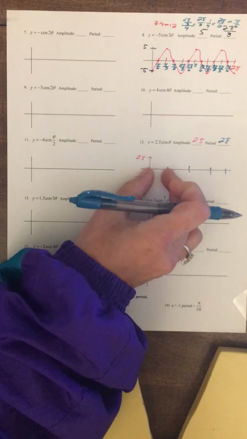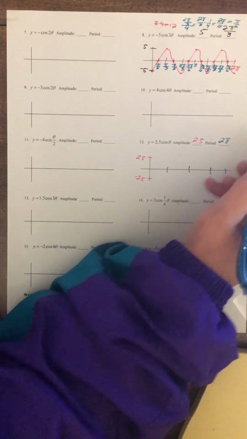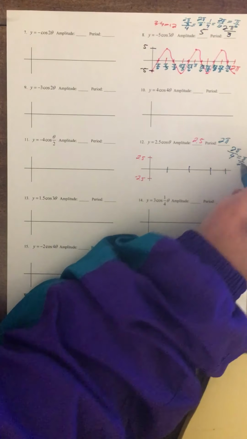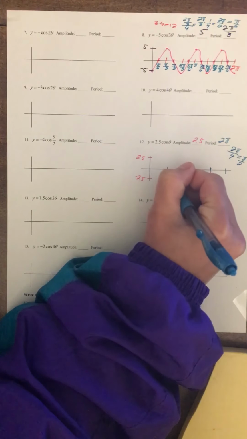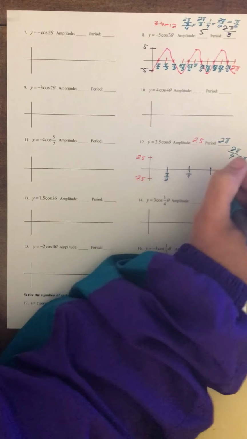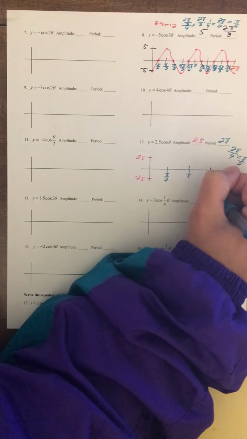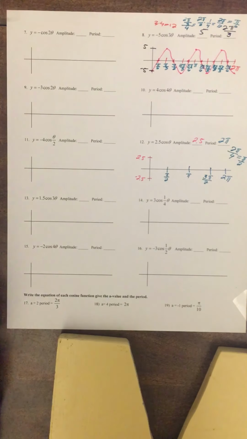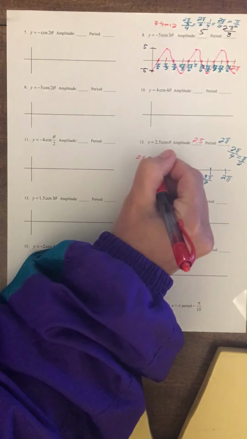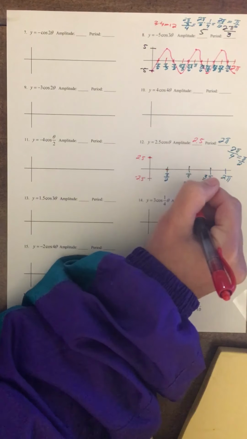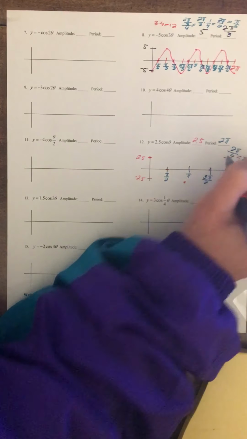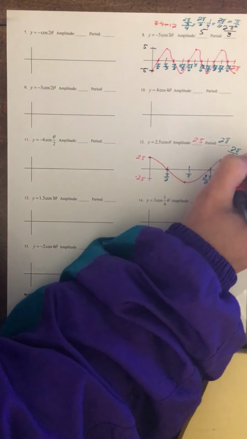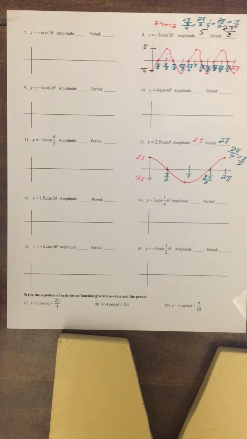To determine this distance here, we would take our period, which is 2 pi, and divide that by 4, which gives us pi halves. So this is pi halves. This would be 2 pi halves, which is pi, 3 pi halves, and this is 2 pi. Cosine again starts on the y-axis, and since it's positive, we're going to start here. 1, middle, down, middle, up. And by connecting the dots, you can see that we just have 1 cycle there.